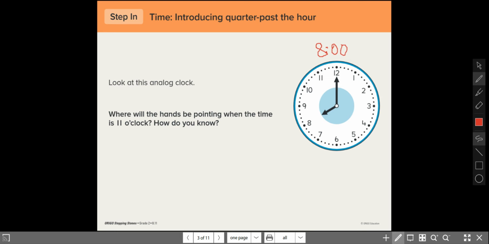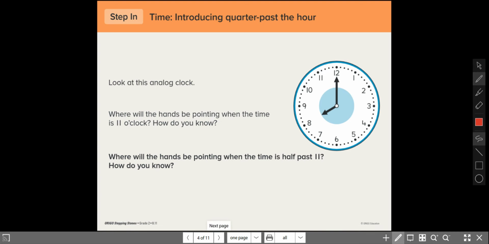Where will the hands be pointing when the time is 11 o'clock? Well, the hour hand is going to move up to the 11, and I draw the hour hand to end right about at the edge of this circle. That helps me remember that the hour hand is shorter than the minute hand. And whenever we're talking about o'clock, a straight up o'clock, 11 o'clock, 8 o'clock, 9 o'clock, we know that the minute hand is going to be pointing up to the 12, which stands for 0 minutes. We're resetting the minutes.